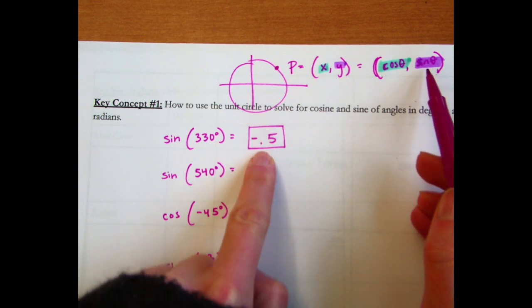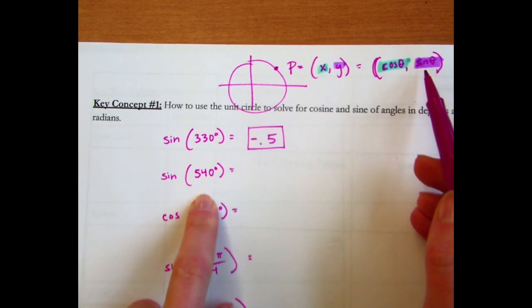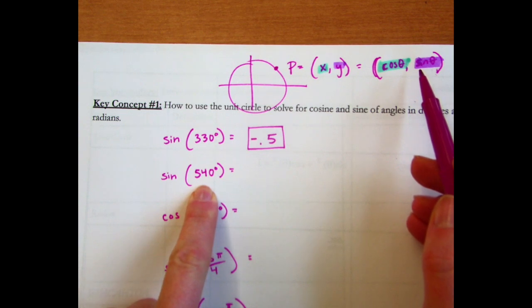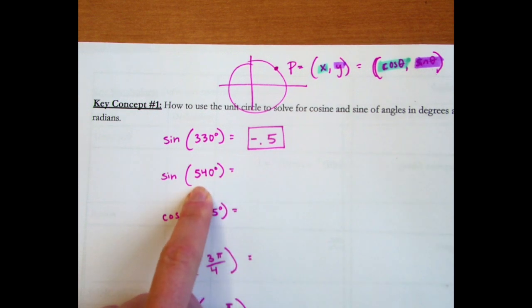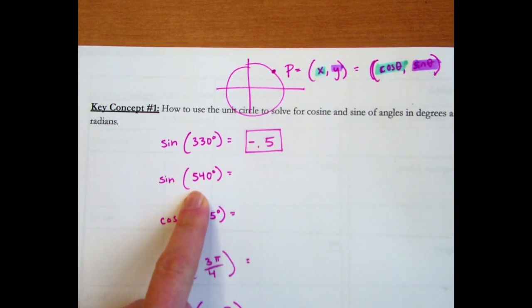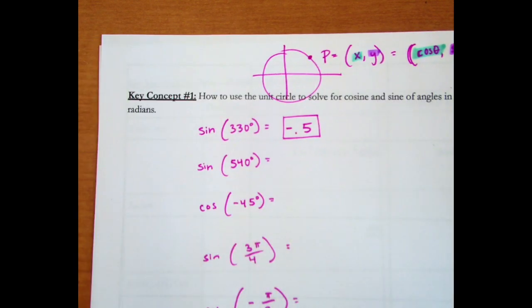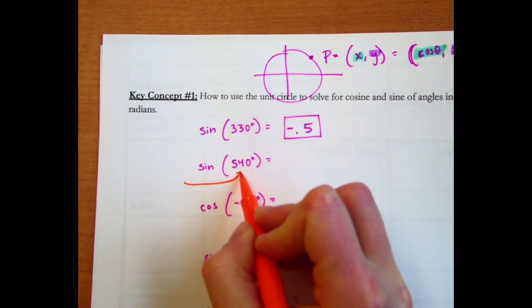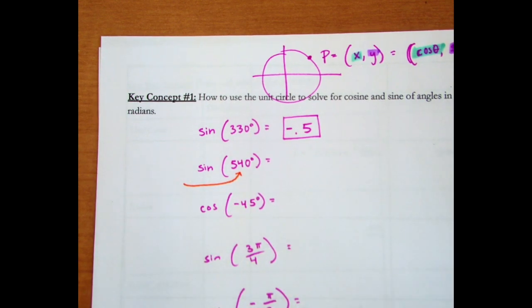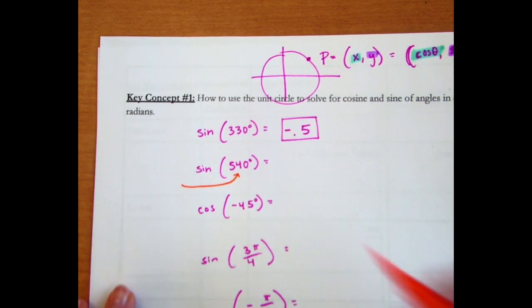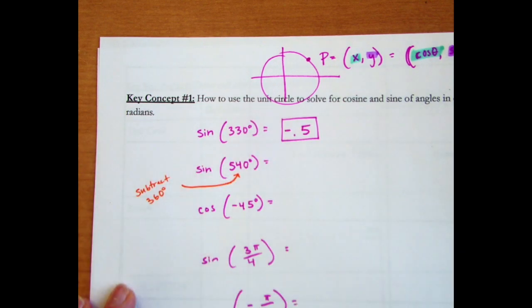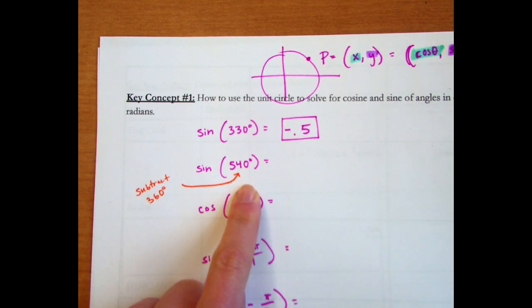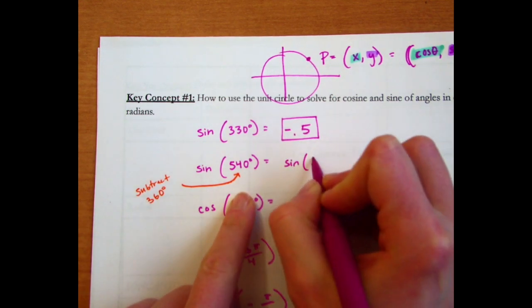Now let's make it a little more complicated. What if I was looking for the sine of an angle larger than 360, like the sine of 540? Here's a trick, and we can write this off to the side: if you ever have an angle larger than 360, you can always just subtract 360 to find a corresponding angle that is within the unit circle. So let's subtract 360. 540 minus 360 gives me 180. So the sine of 540 is going to be the same thing as the sine of 180.